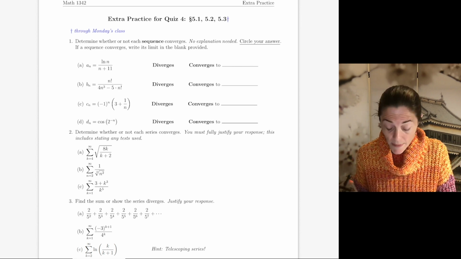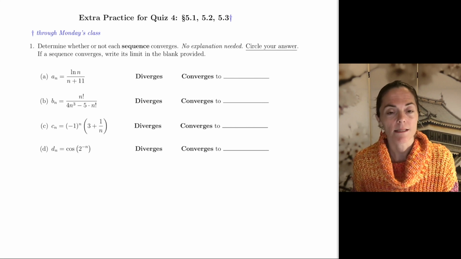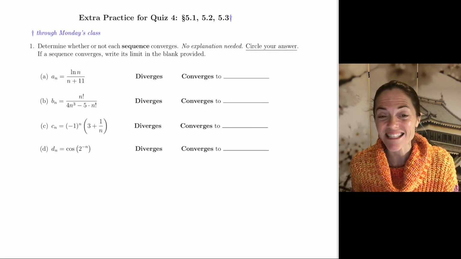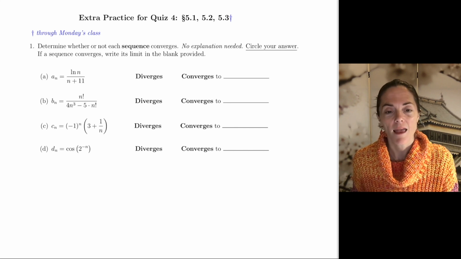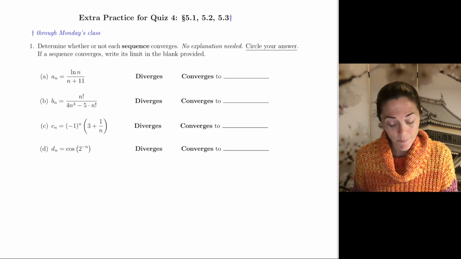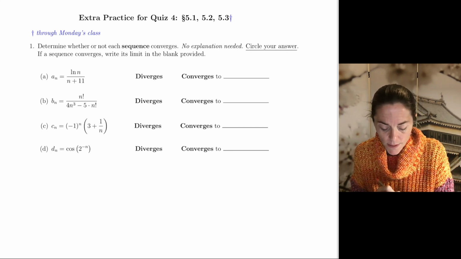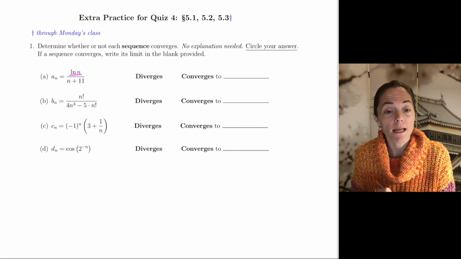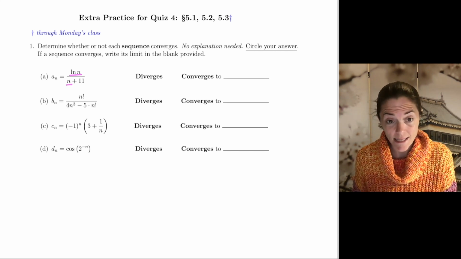Okay, we begin with number 1, which is sequences. This is section 5.1. For each sequence, we want to determine whether or not it converges, and if it converges, write its limit in the blank. On this one, you notice we only have one thing in the numerator, the natural log, and what dominates the denominator is this n.